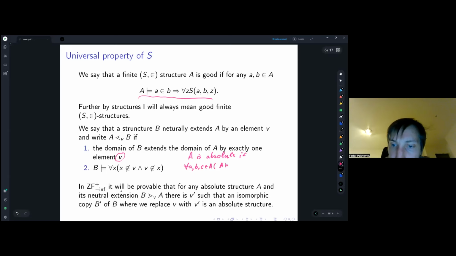So A models (x ∈ y) if and only if x is an element of y, and A models S(a, b, c) if and only if S(a, b, c). Here I'm already assuming that we have already defined this ternary relation S.